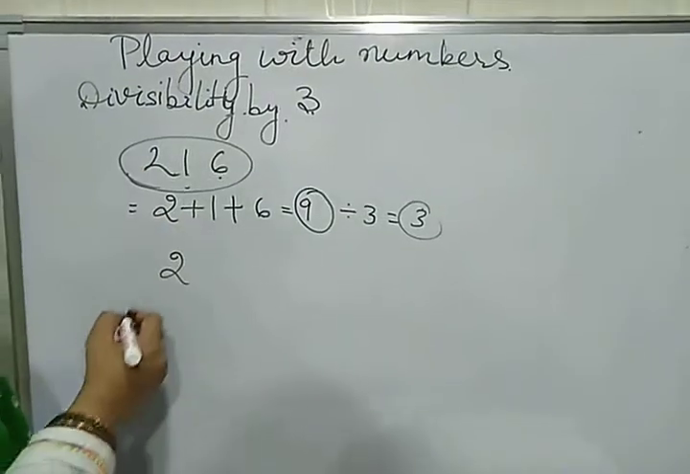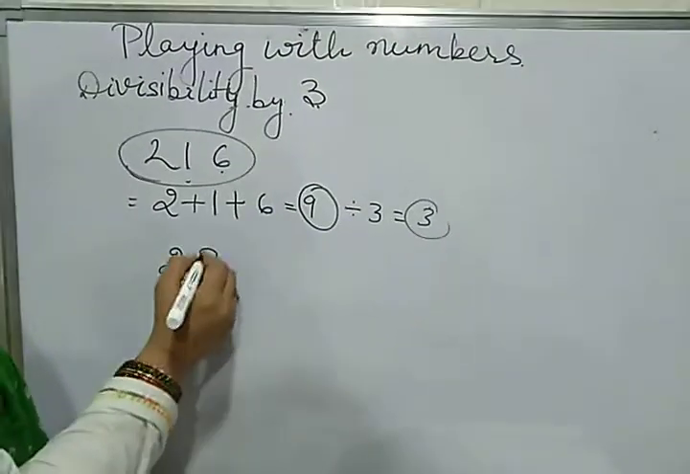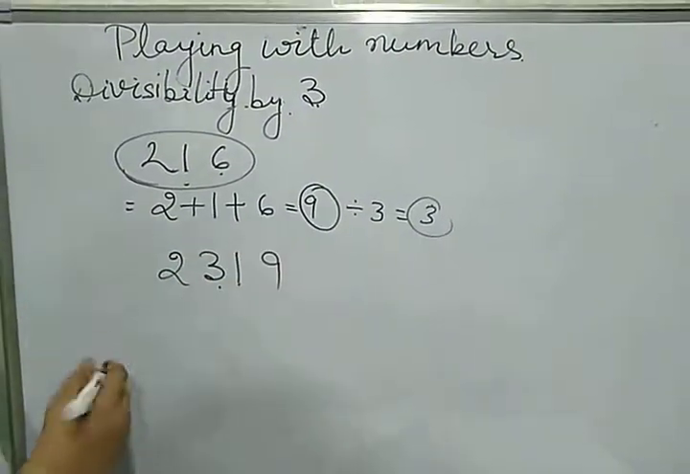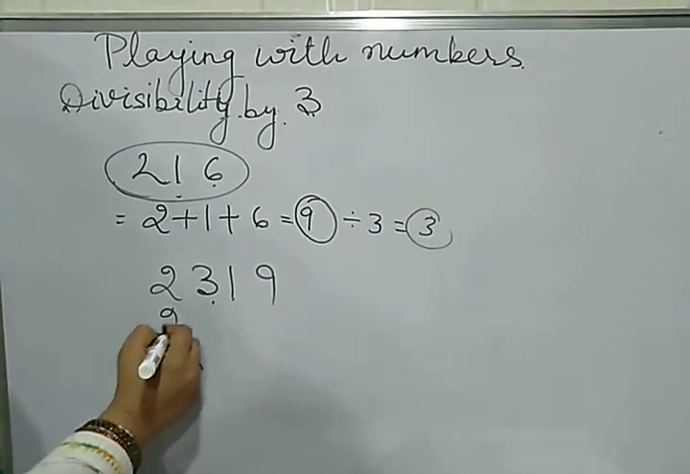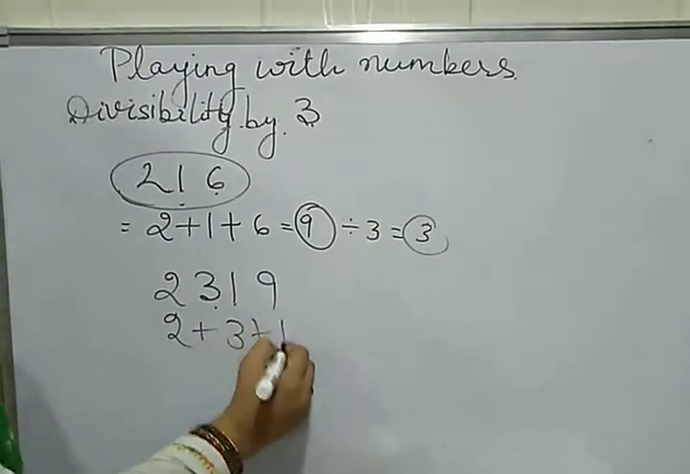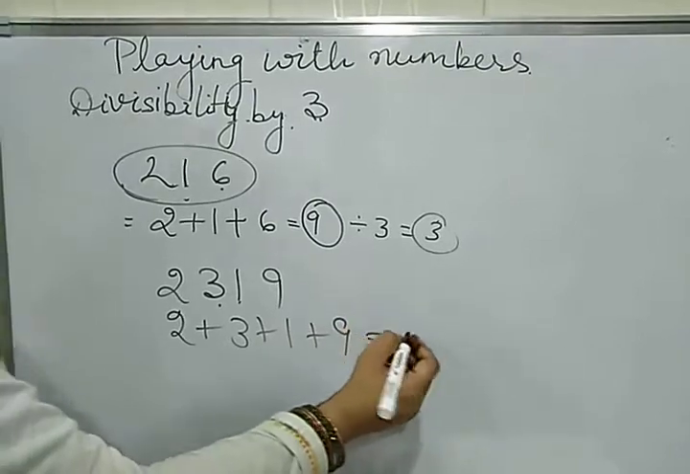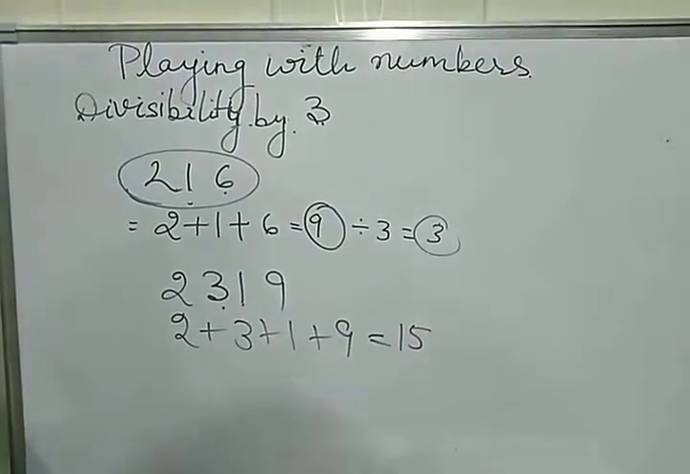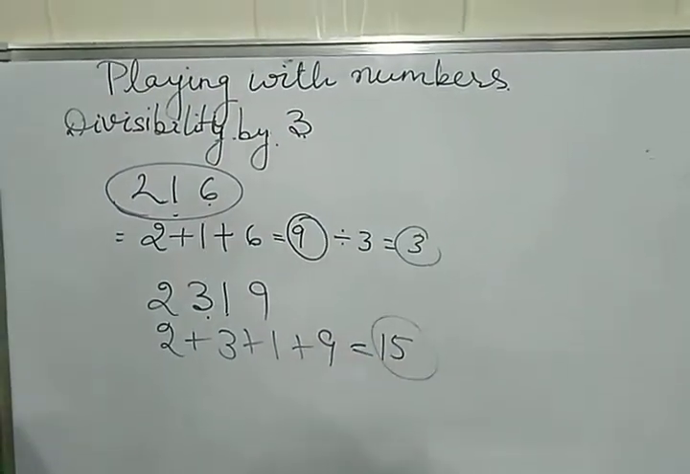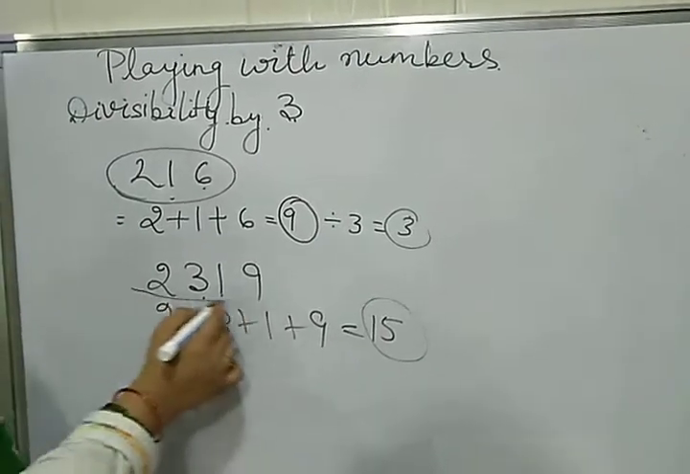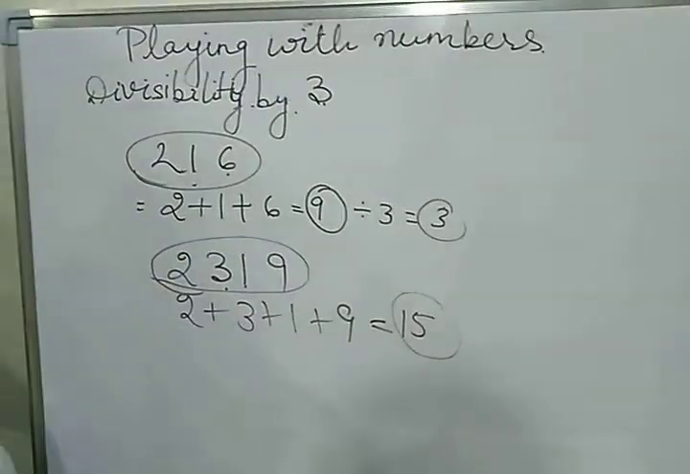We can take some more examples. 2319. Find out the sum of the digits of this number. That is 15. 15 is divisible by 3. 3 fives are 15. So this number will be divisible by 3.